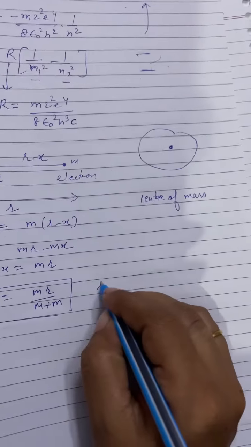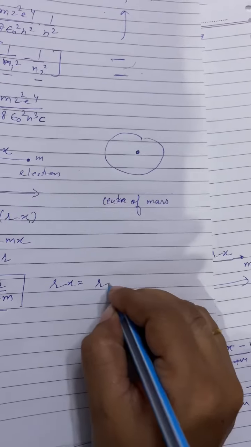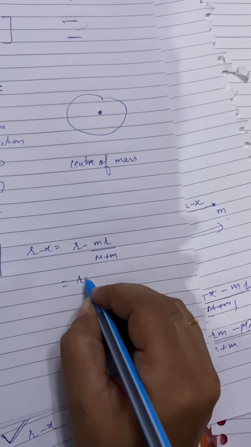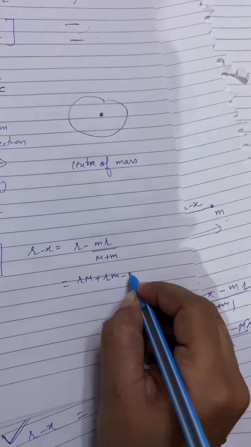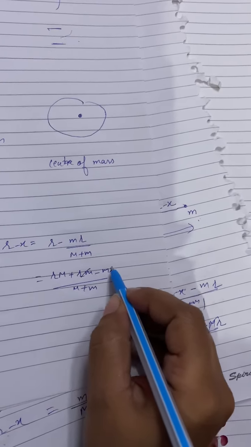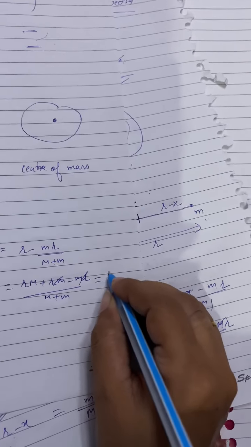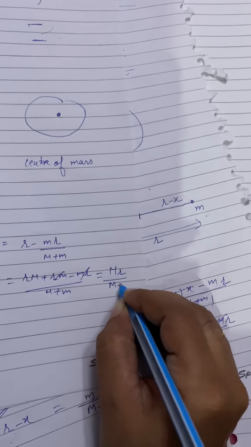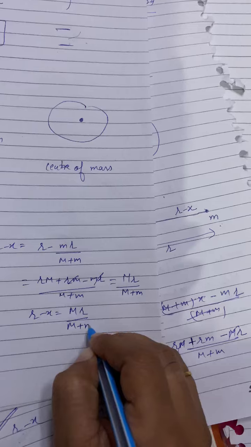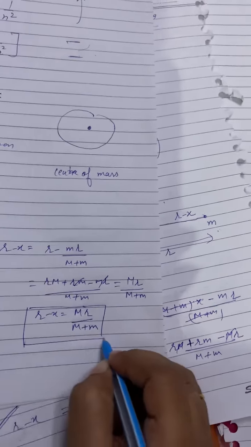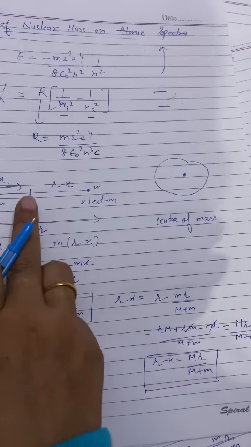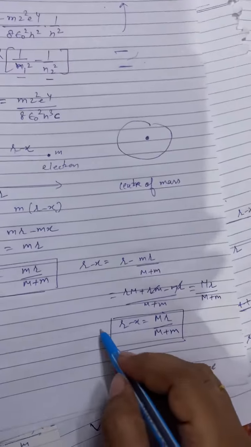So r minus x will be equal to r minus mr divided by M plus m, that is rM plus rm minus mr divided by M plus m. This quantity will be cancelled out, so we will be left with Mr divided by M plus small m. So r minus x will be this one. So we have calculated the distance of electron and nucleus from the center of mass. This is x and this is r minus x.